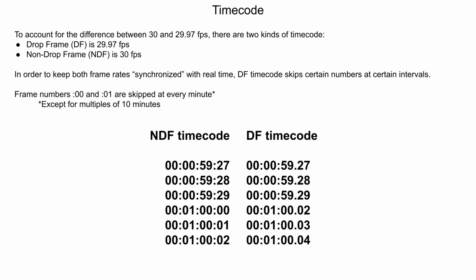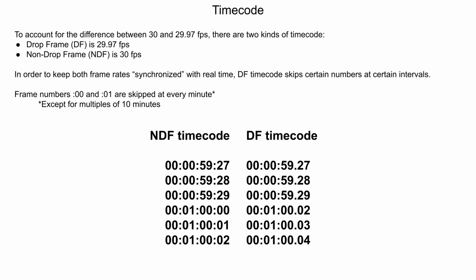So if you look at the screen and look at the non-drop frame timecode values, you see that we go from 59 seconds and 27 frames to 28 frames to 29 frames to 1 minute, 0 seconds, and 0 frames. And then from there, we move on to 1 minute, 0 seconds, 1 frame, and 2 frames. It works exactly the way you would expect a clock to work.